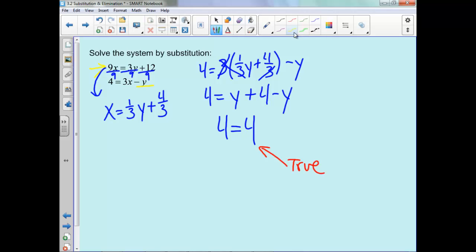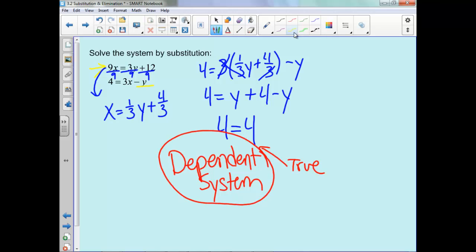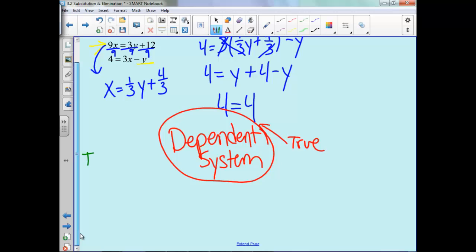So what this means is this was a dependent system. Remember how in last section, if two lines were the exact same line or had the exact same equation, they were dependent? Same thing here. One thing to keep in mind though, if we had gotten a false statement, this would tell you that there's no solution. The lines don't intersect.